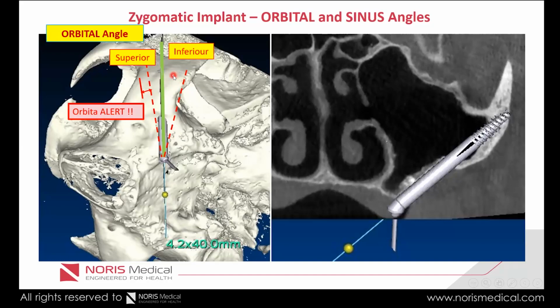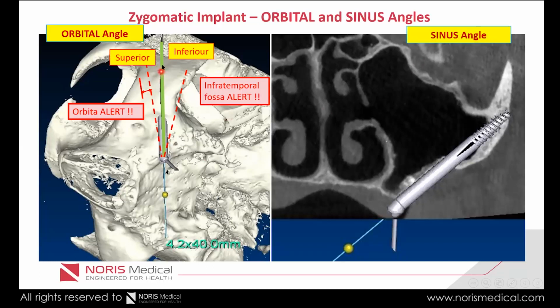When I say orbital angle, it's the angle where, if we go superior, we hit the orbital, and if we go inferior, we hit the infraorbital. This is the orbit angle. But there's another angle involved. It's the sinus angle. It's actually how much this implant is falling here, going deep inside or outside. We see it on this view. This is a 90-degree view of what we see here. So this is the position we want the implant to be positioned. Anteriorly and posteriorly, these are the boundaries that we have.